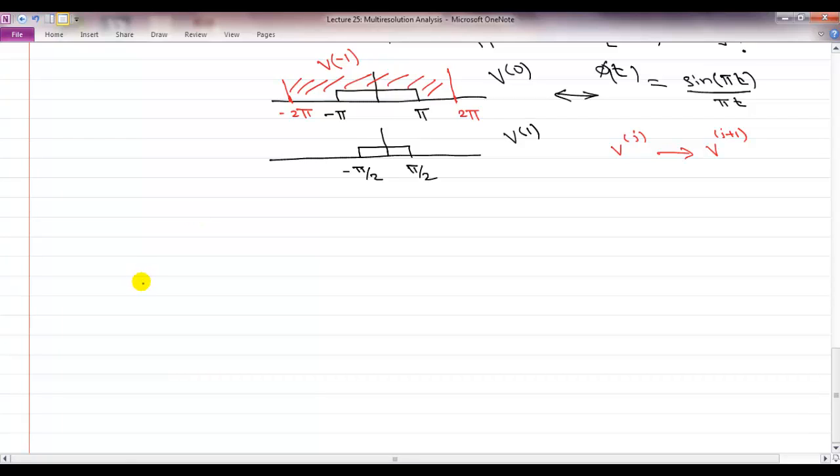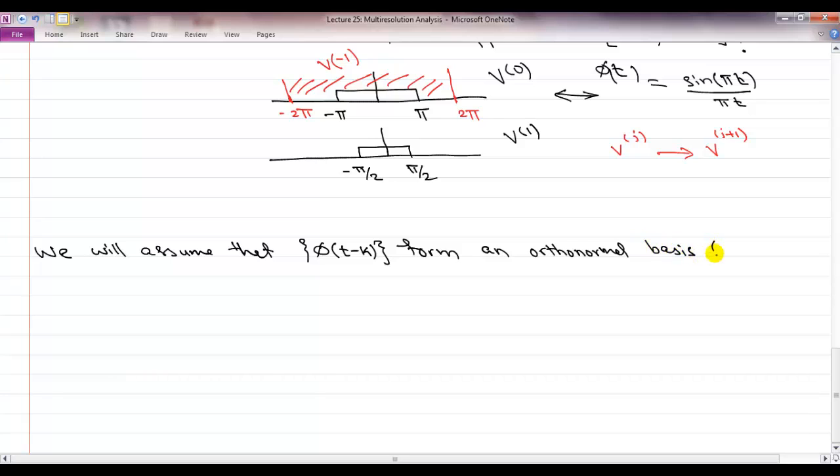In our discussion of multi-resolution analysis, we will not be that rigorous, and so we'll work with, for example, the case where phi of t makes an orthonormal basis. So going forward, we will assume that all possible integer shifts of phi of t minus k form an orthonormal basis, which I'll abbreviate by ONB, for V0. Okay.